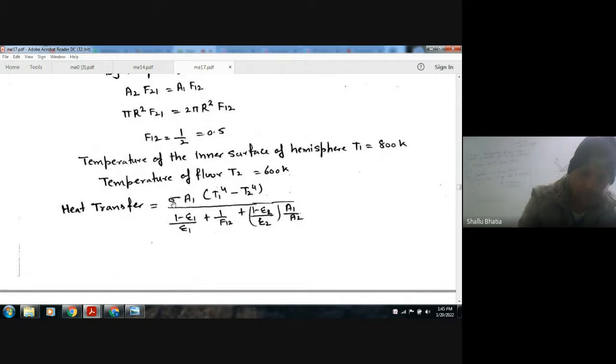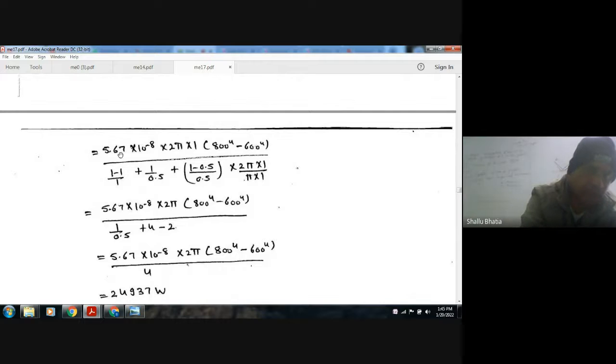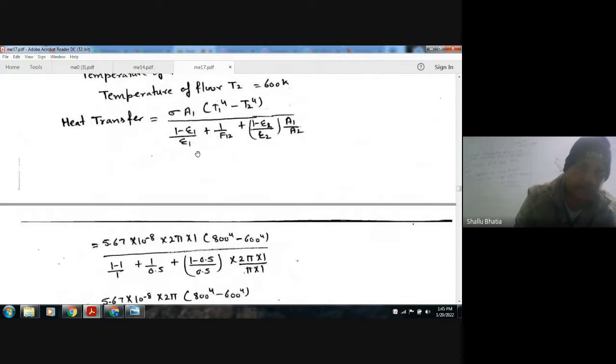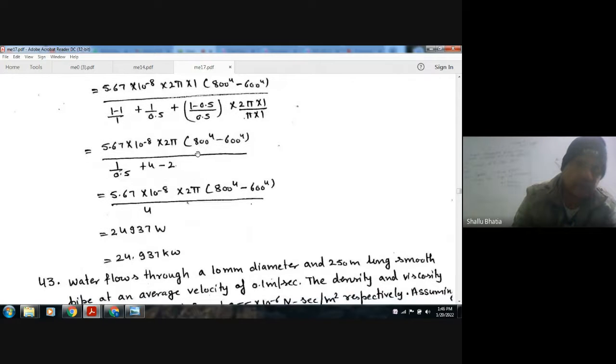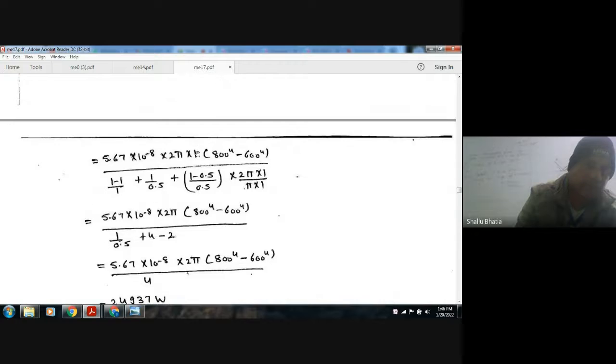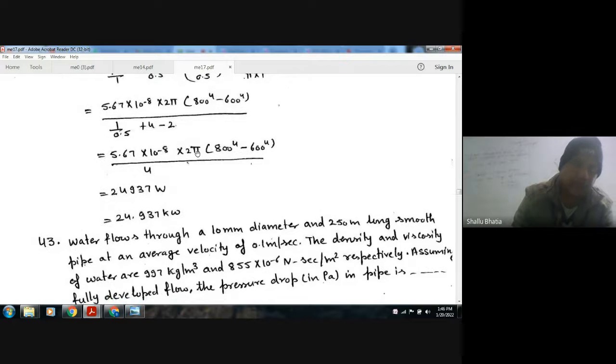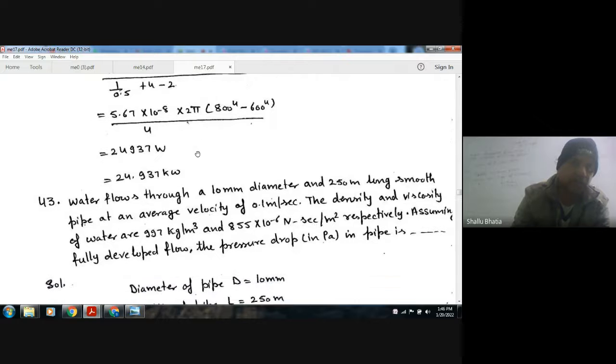Now we can put this as the resistance, and this is the black body emissive power difference. So the heat transfer is sigma times T1 to the fourth minus T2 to the fourth, divided by the sum of resistances. Putting the values, sigma is 5.67 into 10 to the minus 8, A1 is 2 pi R square, T1 is 800, T2 is 600. Epsilon 1 is 1, epsilon 2 is 0.5, F12 is 0.5, A1 is 2 pi r square and A2 is pi r square. Putting the values, we get 24937 watt or 24.937 kilowatt.